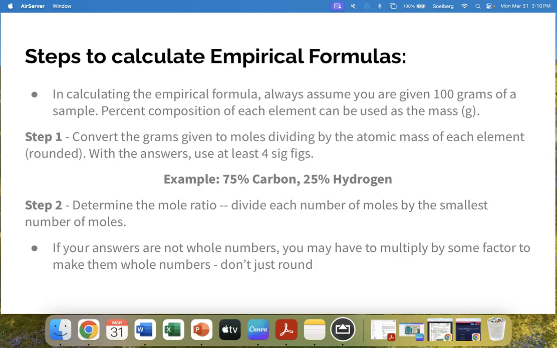Okay, so they have an example here of 75% carbon and 25% hydrogen. If we were going to look at those percentages and put them into grams, that would be like saying for our sample, we have 75 grams of carbon and 25 grams of hydrogen. Then the next thing is we're going to determine the mole ratio. We're going to divide each number of moles by the smallest number of moles. If our answers are not whole numbers, we may have to multiply by some factor to make them whole numbers. We don't just round. Again, this will make sense as we go through an example. Feel free to pause this if you need more time to write.